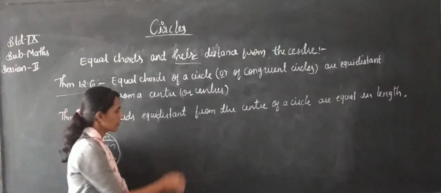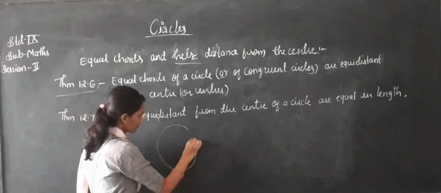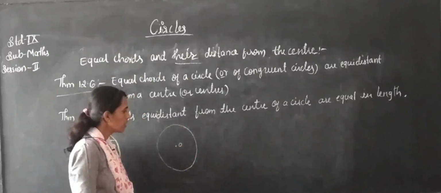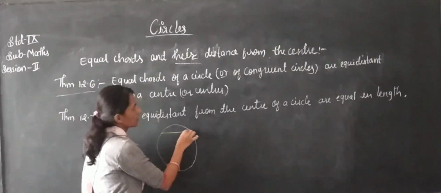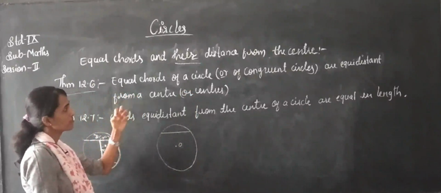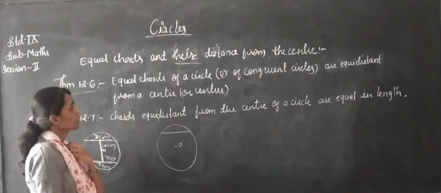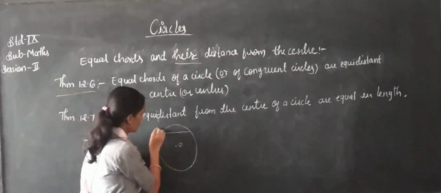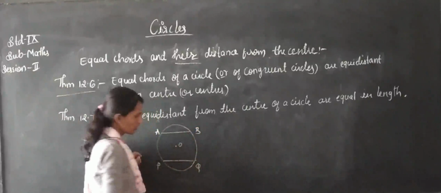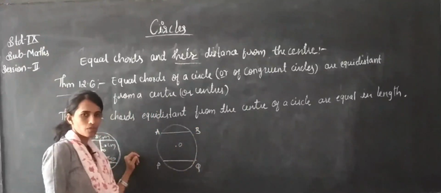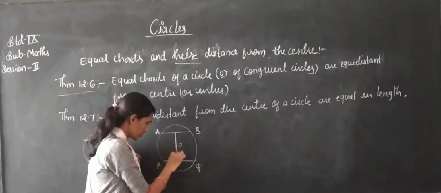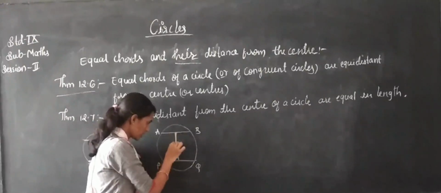What will happen if you consider a circle with center O? If the 2 chords AB and PQ of the circle are equal, then what is the distance from the center to the chord? So what is there now here?